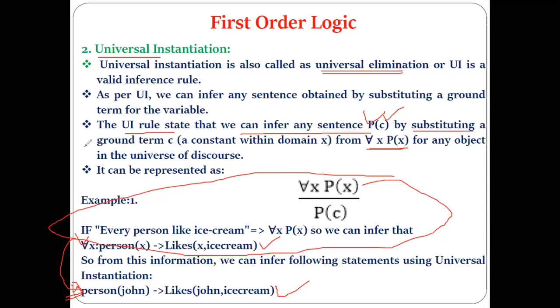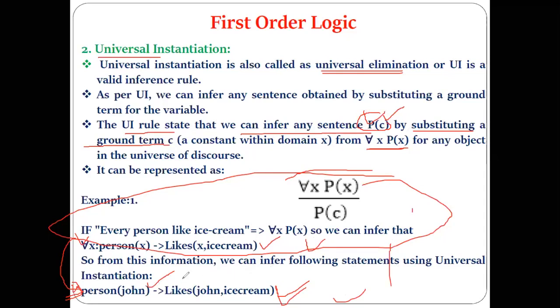How? By substituting a ground general term. Now, what is the ground general term here? What substitution have we done? Universal substitution. What ground general term have we utilized here? Universal instantiation says that we can infer P of C. From these, we have got this according to this rule. What I am asking, what ground general term have we utilized here? As in the rule, what is being said? Universal instantiation rule states that we can infer any sentence premises of C by substituting a ground general term.